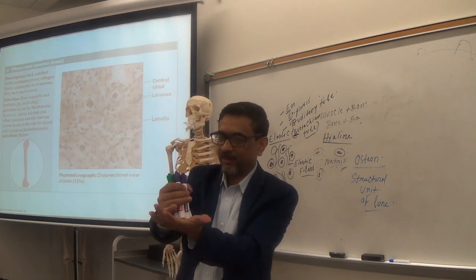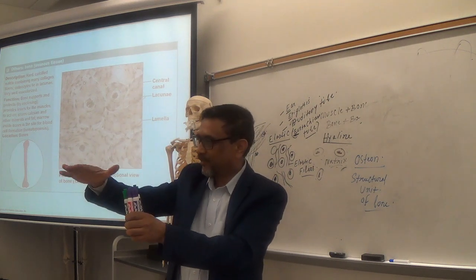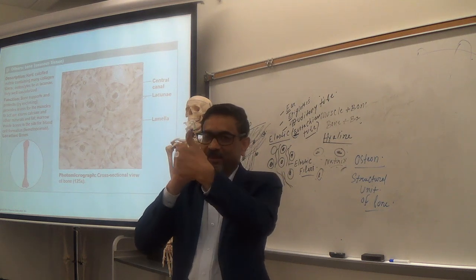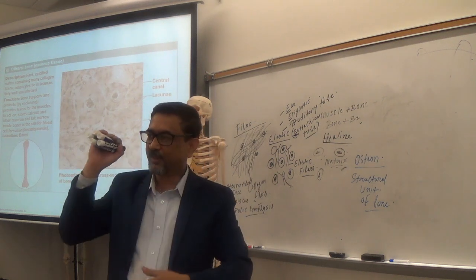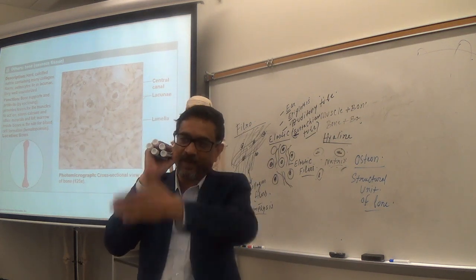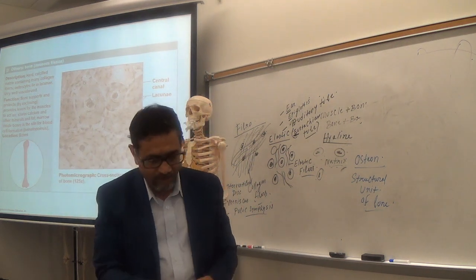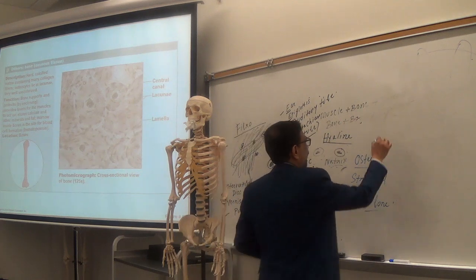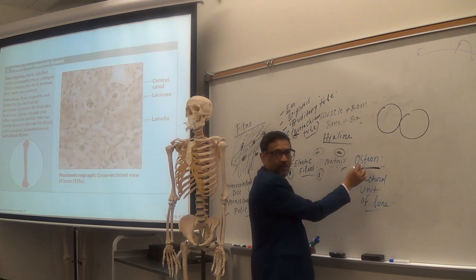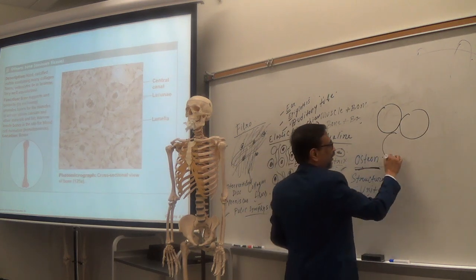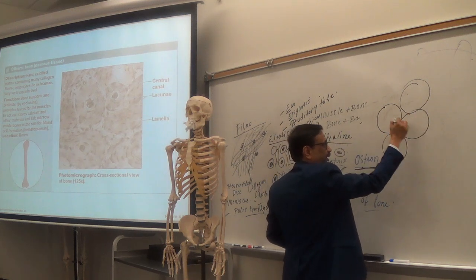Make sense? Now, if I make a cross section of this, cut like this, it will look like this, right? Many round structures, right? Like a cross section. So this is how it will look under the microscope, when I make a slice and see under the microscope. Each round is what? One osteon. Make sense? So this is one osteon, this is another, this is another.